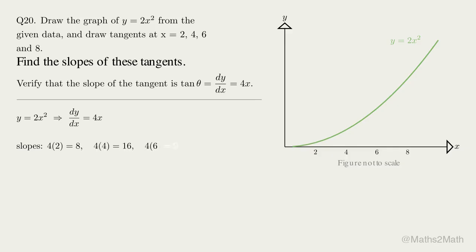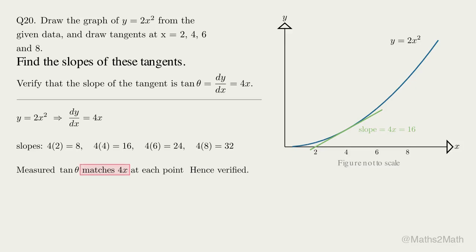At x equals 2, the slope is 8, at 4 it is 16, at 6 it is 24, and at 8 it is 32. Drawing the tangents on the graph and measuring rise over run reproduces these same values, verifying tan theta equals 4x. Hence verified.